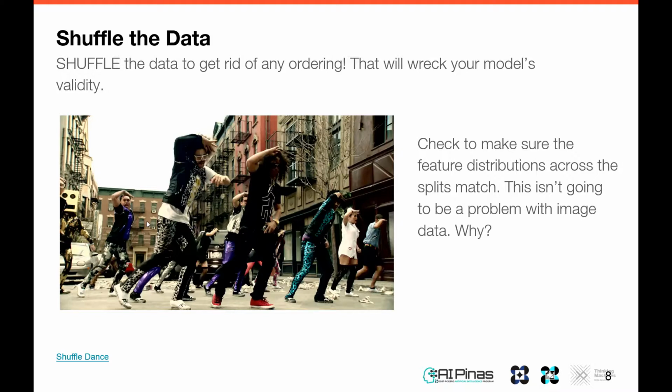How do you know if it's roughly unordered? You want to check the feature distribution along the splits to see if they match, meaning do the distribution curves for each feature across the training data set, the test data set, and the validation data set, are they roughly the same? This isn't going to be a problem with image data, again, because image data distributions are non-human generated by nature.